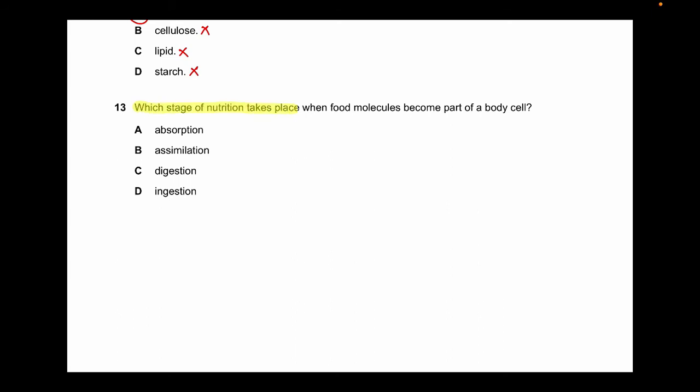Which stage of nutrition takes place when food molecules become part of body cells? Well, absorption brings them into the blood, but assimilation makes them part of the body. Digestion makes them into smaller molecules. Ingestion is basically eating. So B is the correct answer, assimilation.